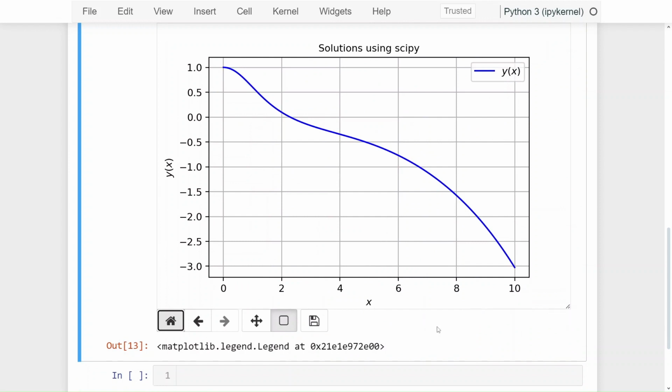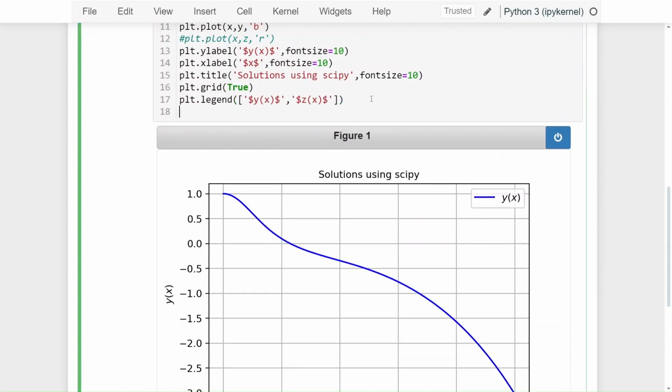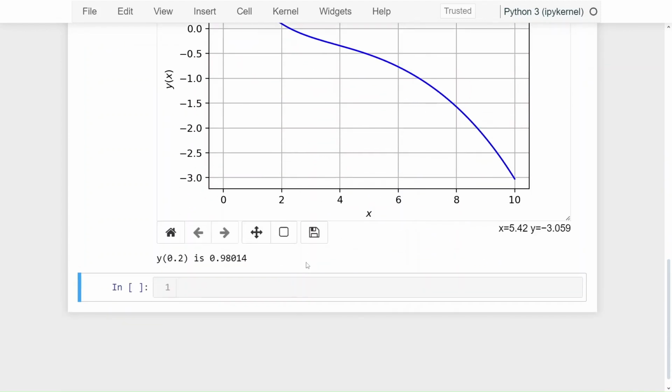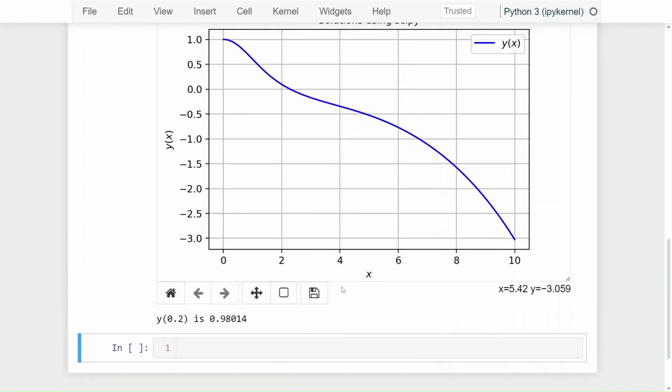Back to our value, we can just print it: 0.98014. Our required value of y at 0.2 is 0.98014.